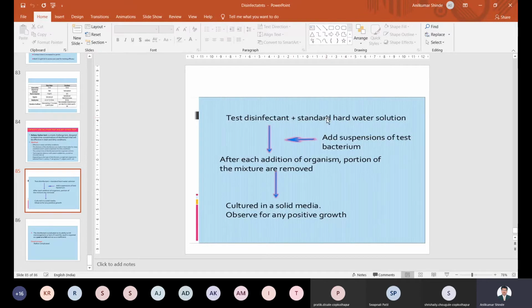This is the procedure for the clean condition, and the same procedure we can repeat for the dirty condition. After each addition of the organisms, a portion of the mixture is removed. From that test we take some of the organism culture and inoculate it into culture media. For solid culture media we can use a test tube as well as a petri plate, which contain solid agar media.